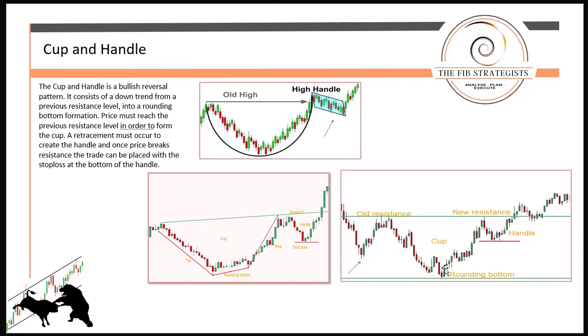Here we have another cup and handle. I actually included this little piece here because we can also see an inverse head and shoulders. There's the cup, there's the handle, previous resistance, new resistance, break out of resistance, entry long can be placed, stop loss at the bottom of the handle.